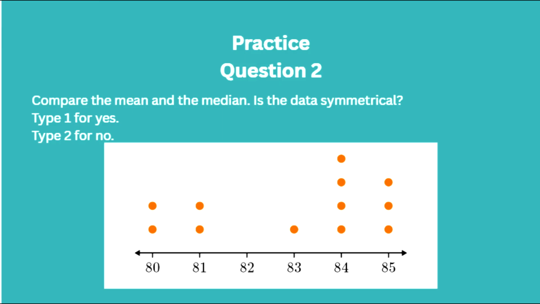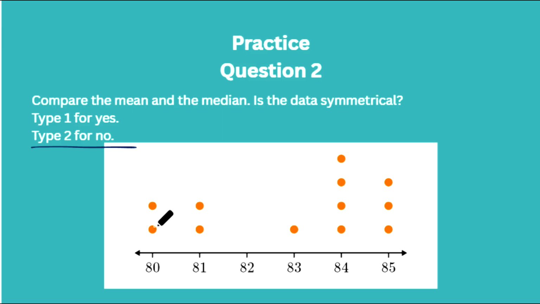Compare the mean and the median. Is the data symmetrical? Pause it, figure it out, come back. Well, we can work smarter, not harder. We can look at this and see it's not symmetric. On the ends, we have 2 and 3, already not symmetric. Now, if you want to see the math, you can stick around and watch it. Otherwise, you can skip to the next slide.